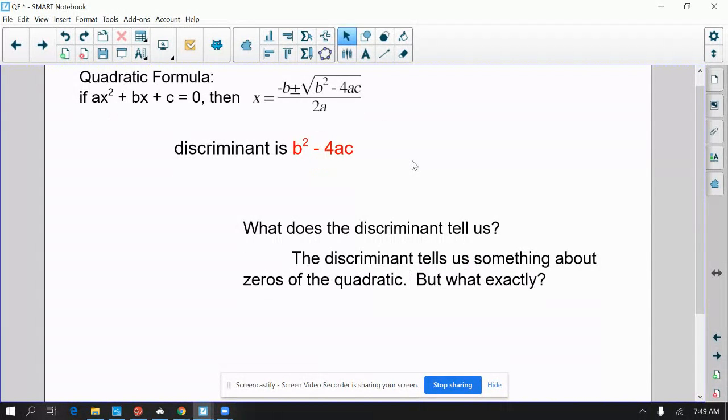But you need to know what that tells us. And it tells us a very, very simple thing. So this is going to be a simple lesson, but please still pay attention. What does that discriminant tell us? And the quadratic formula, realize, only works when the quadratic equals 0. So the quadratic formula is always finding the zeros of some particular quadratic. So the discriminant is going to tell us something about the zeros.